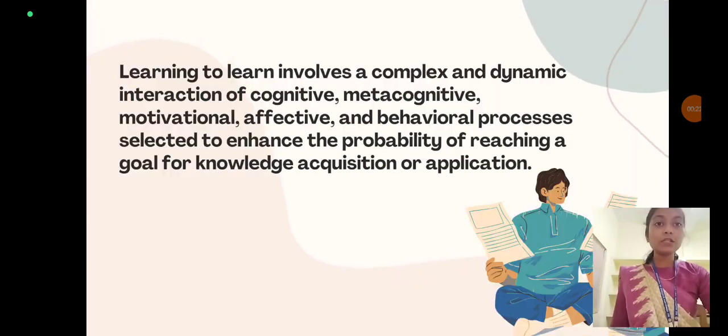So, learning to learn involves a complex and dynamic interaction of cognitive, metacognitive, motivational, affective and behavioral processes selected to enhance the probability of reaching a goal for knowledge acquisition or application.